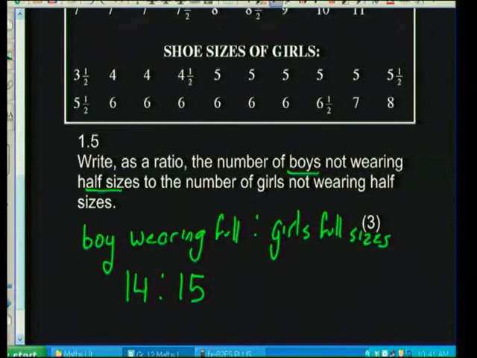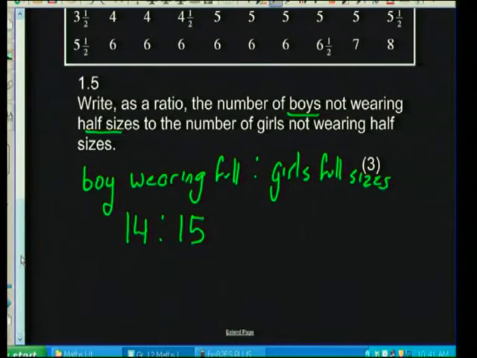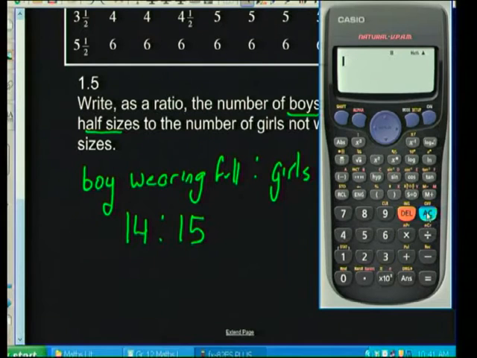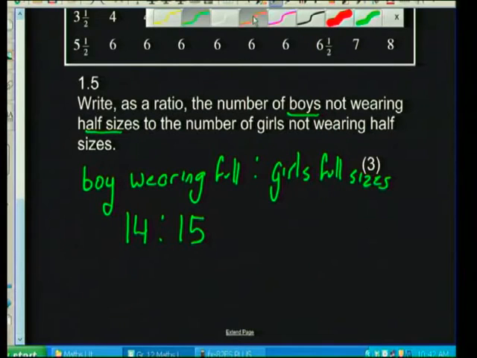14 to 15. Now, if we want to simplify this, or check whether we can simplify it, when we've got ratios, what's wonderful about your calculator is that you can use your divide button. So 14 divided by 15, and we see that the fraction I get is still 14 over 15, which means that it cannot be simplified any further. But if you have a ratio that can be simplified, then you will see the fraction change. So let me give you a quick example of that while we're busy with that.